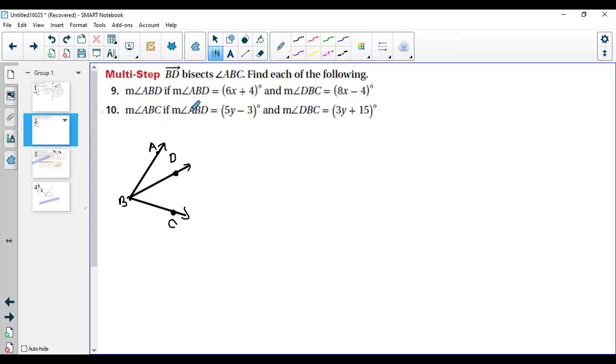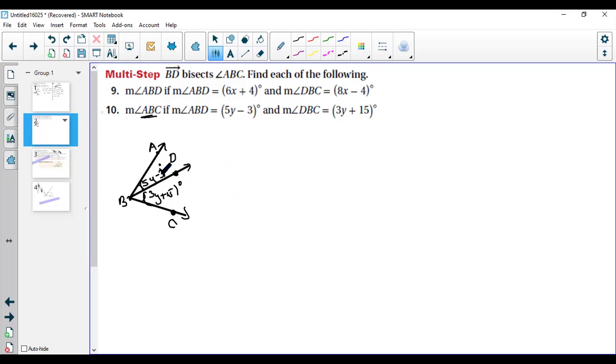you need to find if angle ABD is 5y minus 3. So this is going to be 5y minus 3. Okay. And DBC is 3y plus 15 degrees. So you have to find angle ABC, the whole angle. We need to find the whole angle.